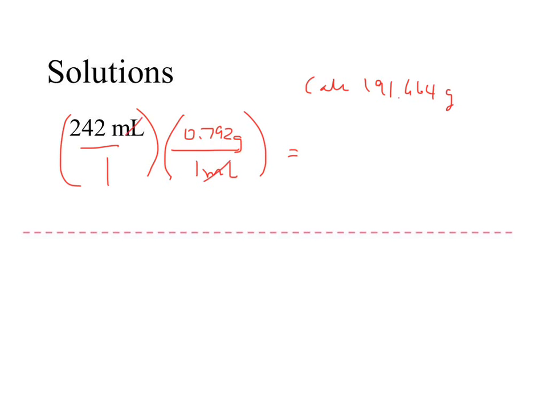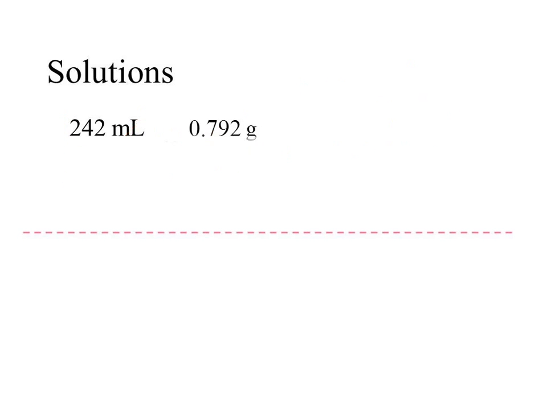Milliliters cancel. You said 3 sig figs? Yep. I like that. So we're going to truncate it right here. And so what's our answer going to be? Exactly, 192 grams. So basically, based upon that density, if we want to set aside 242 milliliters of it, we'd have to weigh out 192 grams. Very good.